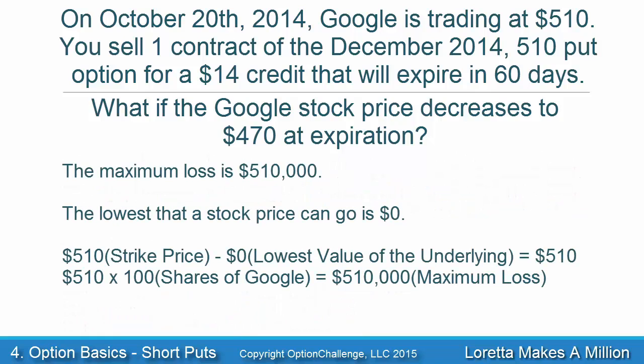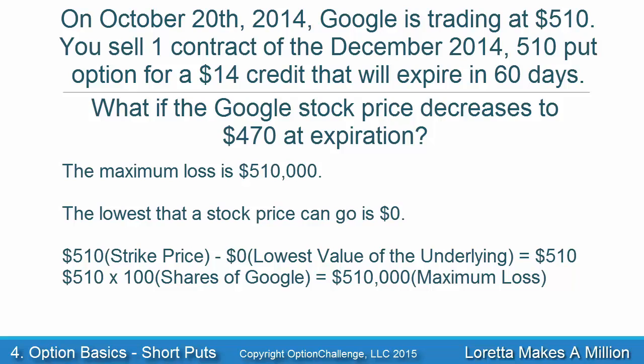You have a loss, but not a maximum loss. The maximum loss in this example is $510,000. The lowest that the stock price can go is $0. Here is how the maximum loss is derived. $0, the lowest value of the underlying, subtracted from the $510 strike price would equal $510. $510 times 100 shares of Google would give you a maximum loss of $510,000. I do not trade short puts by themselves, but it is important to understand them.